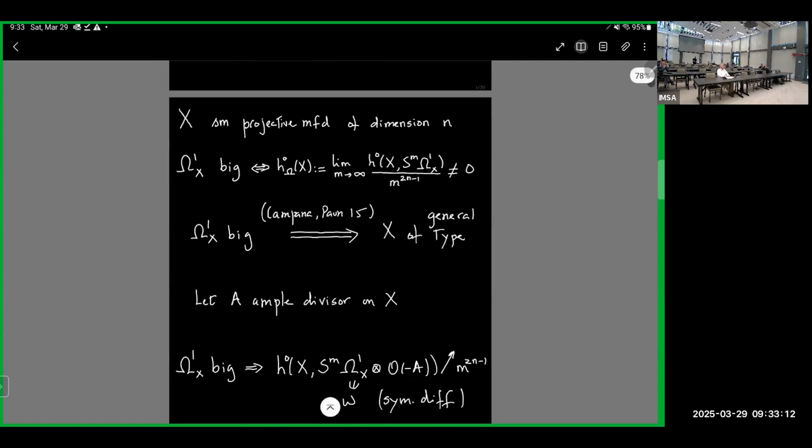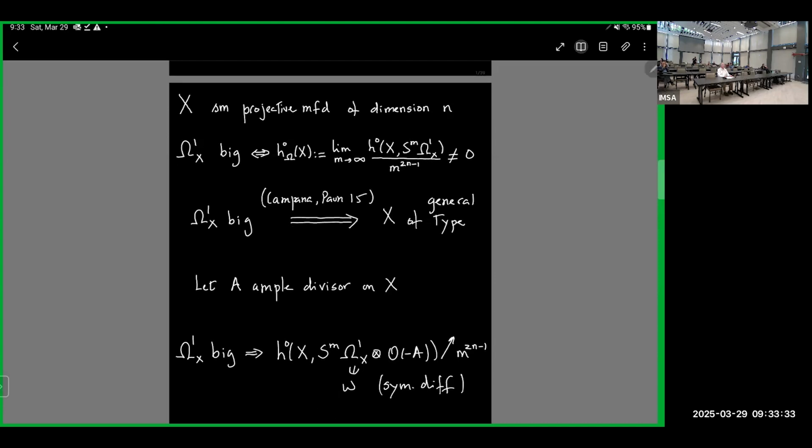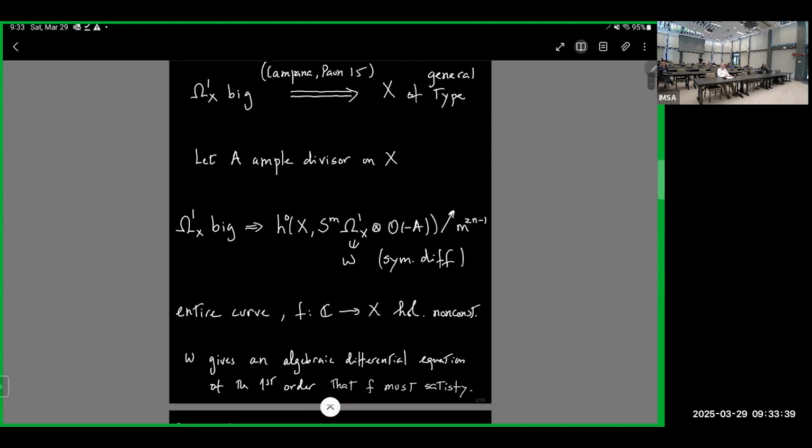Then let's try to see one application of big cotangent bundles towards hyperbolicity. So big cotangent bundle implies that you have symmetric differentials, even if you ask them that they vanish on an ample divisor. And if I have a symmetric differential that vanishes on an ample divisor, that actually is imposing conditions on entire curves. An entire curve is a non-constant holomorphic map from C to your variety, and W gives you an algebraic differential equation of the first order that f must satisfy.